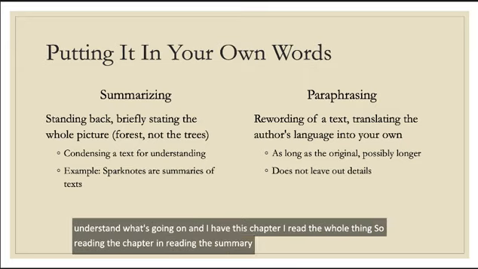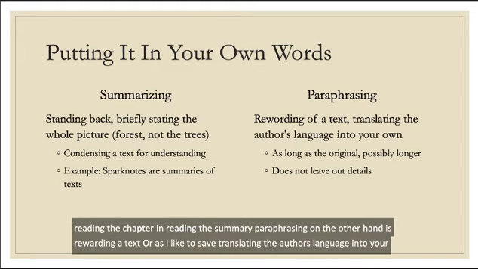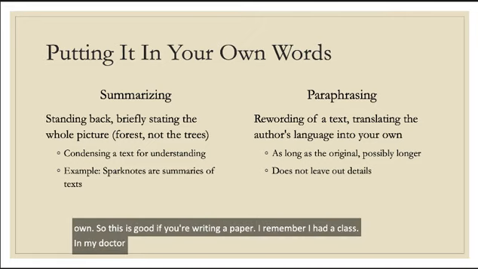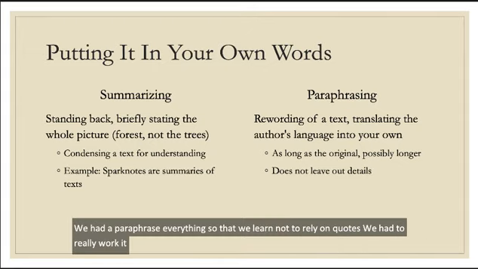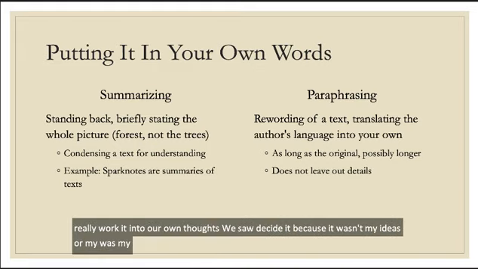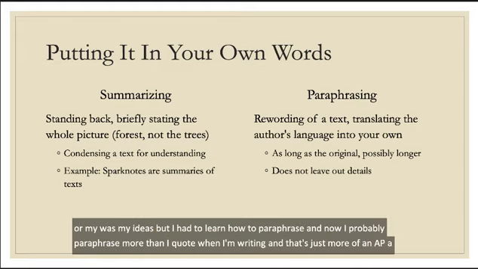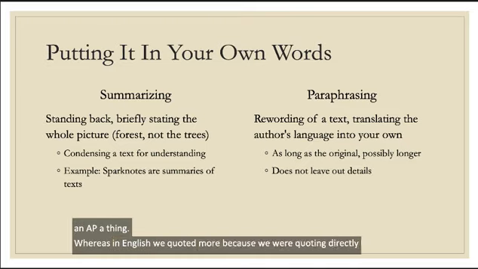Paraphrasing, on the other hand, is rewording a text, or as I like to say, translating the author's language into your own. So this is good if you're writing a paper. I remember I had a class in my doctorate program where the whole class, we were not allowed to quote. We had to paraphrase everything so that we learned not to rely on quotes. We had to really work it into our own thoughts. We still had to cite it because it wasn't my ideas, but I had to learn how to paraphrase. And now I probably paraphrase more than I quote when I'm writing, and that's just more of an APA thing. Whereas in English, we quoted more because we were quoting directly from novels where you don't want to just paraphrase it, right?